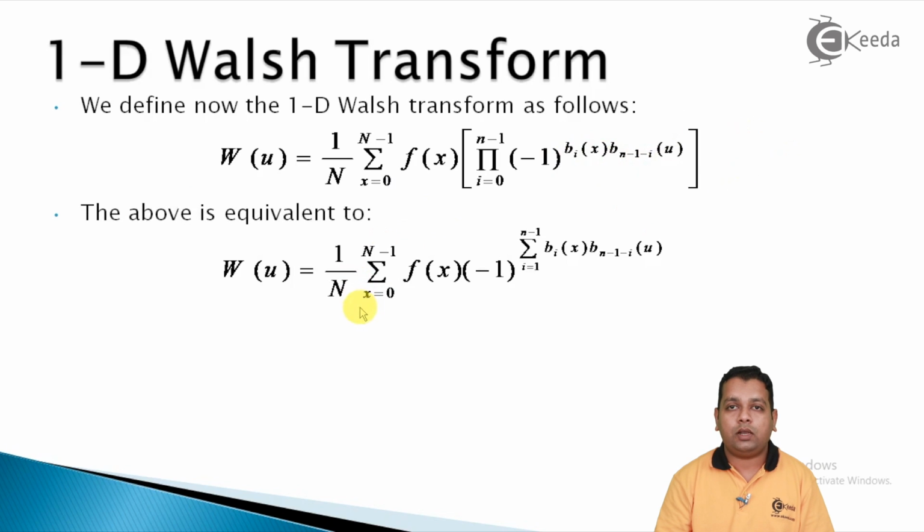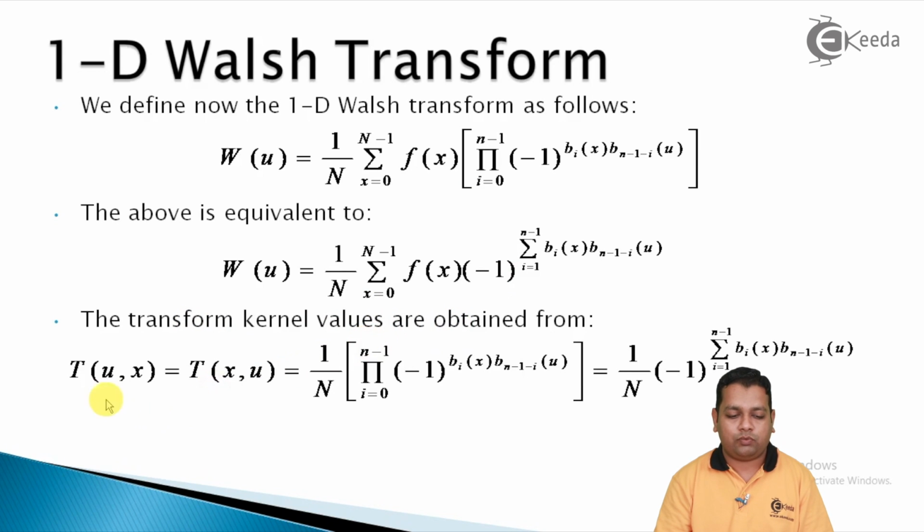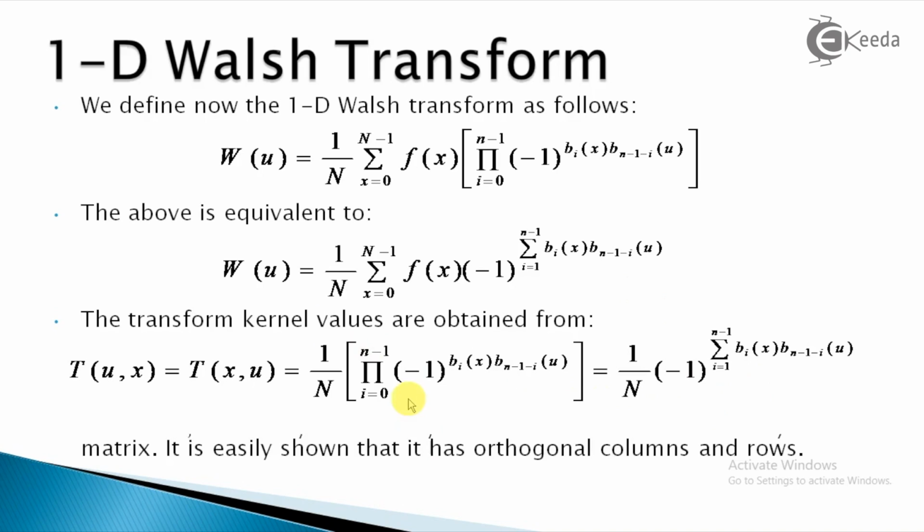This is also equivalent to this particular formula, where instead of this bracket we have this representation. The forward transformation has a kernel, and these kernel values are obtained by this form. So capital T as a function of u and x, that is capital T of x and u, is given by 1 upon n, in the square bracket, the product with i ranging from 0 to n minus 1 of minus 1 to the power b i of x times b n minus 1 minus i of u, or the representation from the second formula can also be used to determine the kernel values.